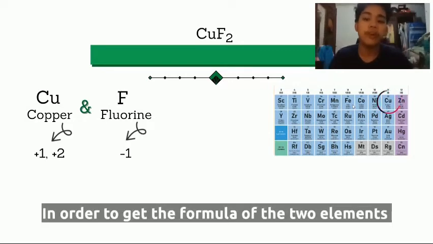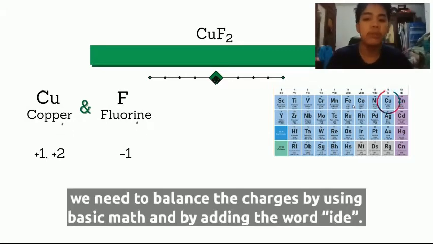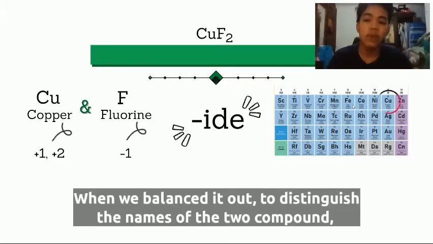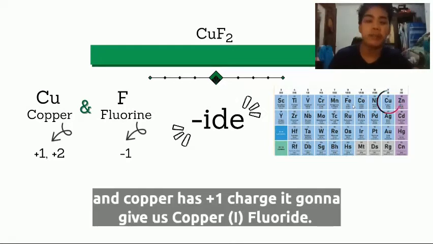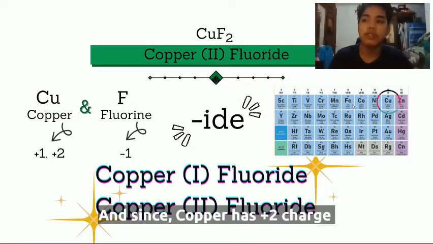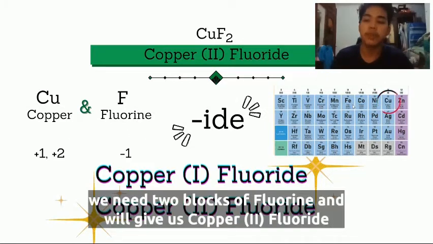In order to get the name of the compound, we need to balance the charges by using basic math and by adding the suffix ide. When you balance it out, to distinguish the names of the 2 compounds, we need to use Roman numerals. Since fluorine has negative 1 charge and copper has positive 1 charge, it's going to give us copper(I) fluoride. And since copper has positive 2 charge, we need 2 fluorines, which will give us copper(II) fluoride.